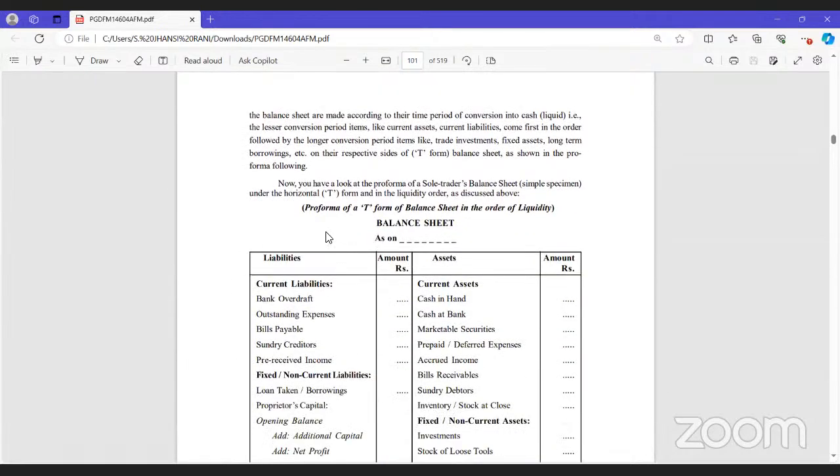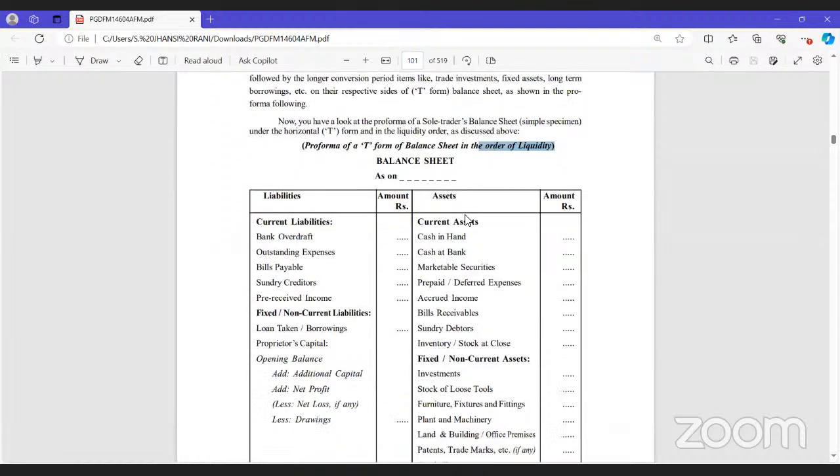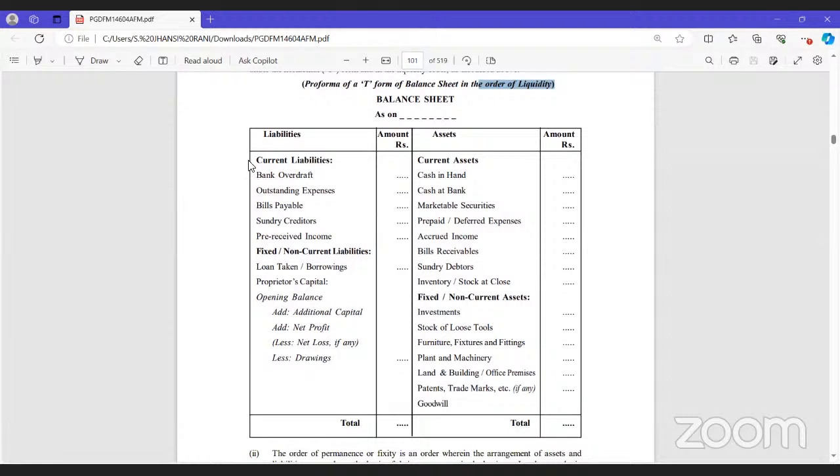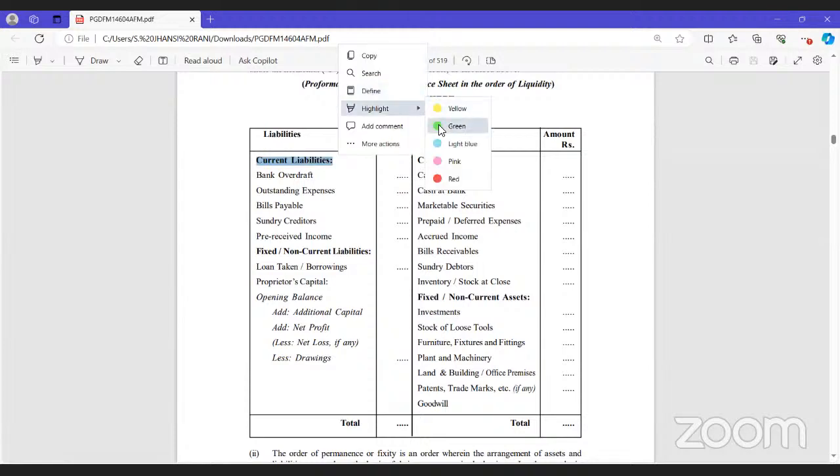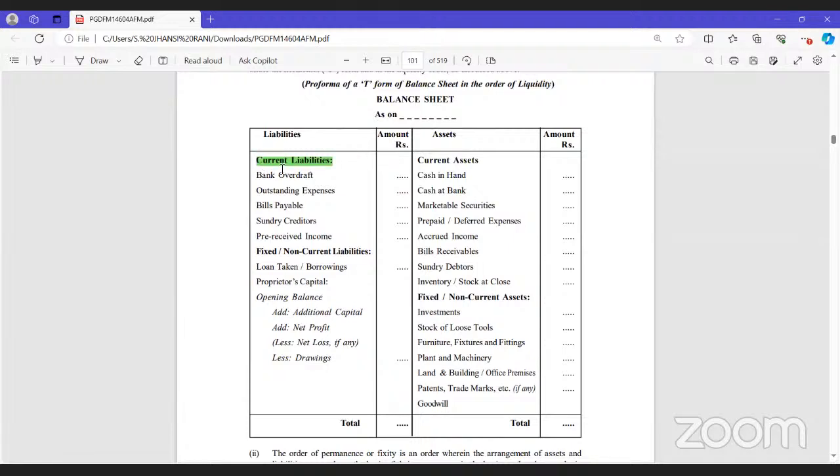So this is the T shape, that is horizontal form, in the order of liquidity. We just look at here. We have current liabilities. Liabilities means whatever the organization is due to the outsiders. Whatever the organization is due to the outsiders, we call it current liabilities.